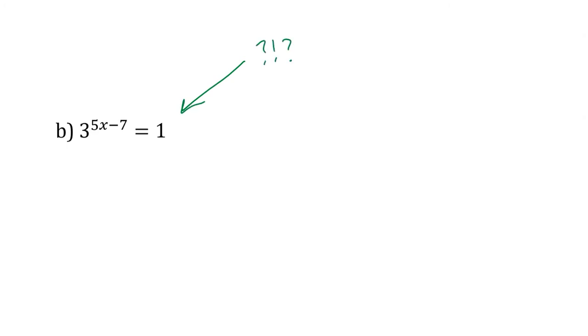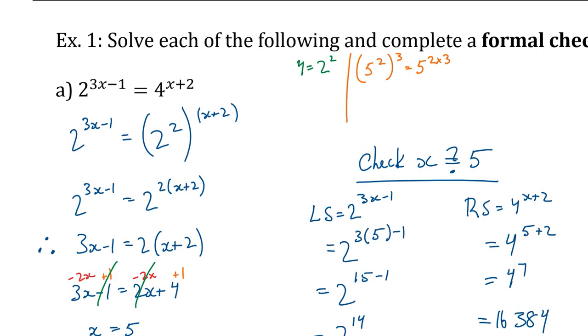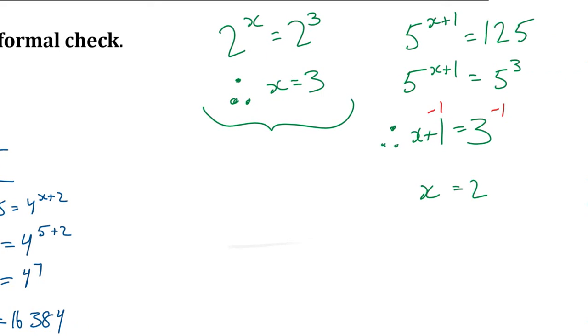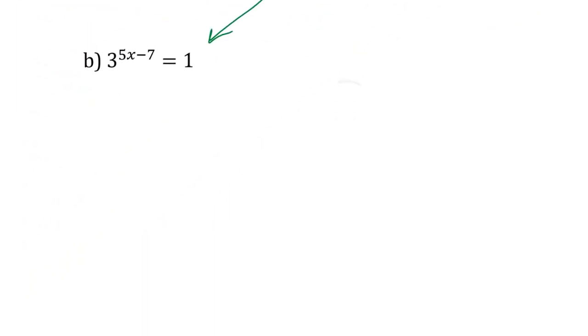What's going on with a 1? How do I do that? Because, for example, up here, the 4 could be written as 2 squared. Over here, 125 can be written as 5 cubed. And then I have the same base, which in this case was 5, on both sides, right? So I could do that with the number 125, but what do I do when it's a 1? Well, this is easier than you might think.